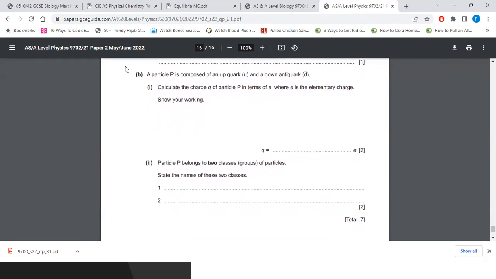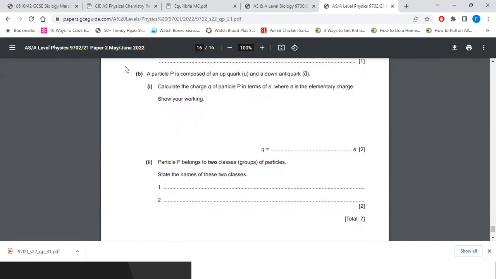A particle P is composed of an up quark and a down antiquark. Calculate the charge Q of the particle P in terms of e, where e is the elementary charge.